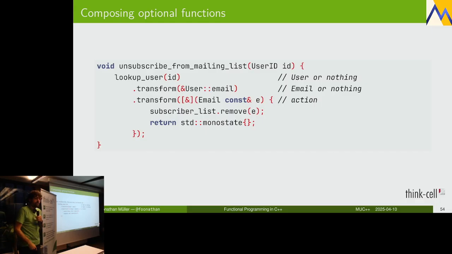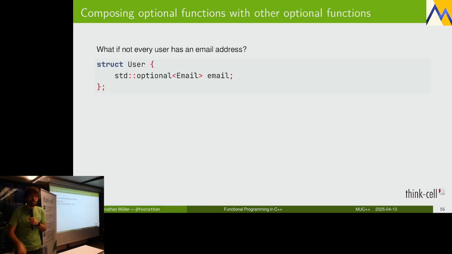So putting it together, our code looks like this. And now we've got a pipeline again. We start with the user ID, turn that into a user or nothing, transform that into an email or nothing, and transform that by conditionally doing our action. Now, what if not every user has an email address?